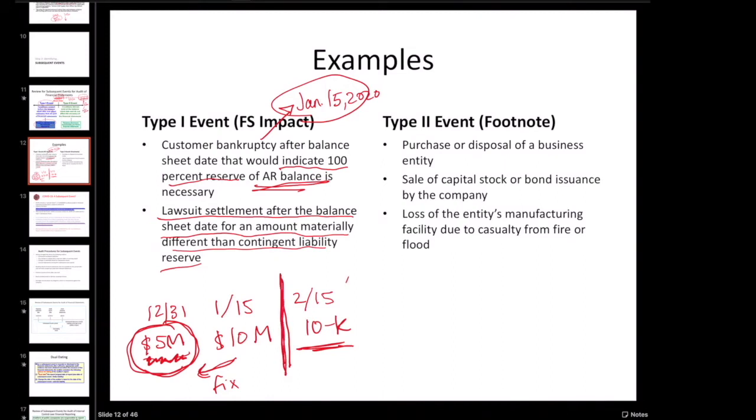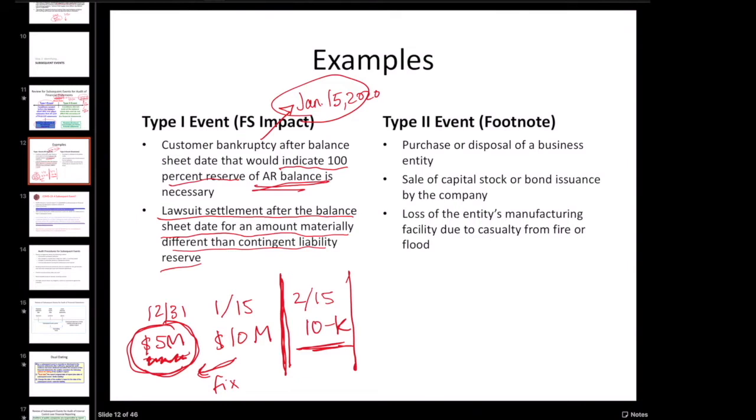Now, again, if I had crossed this threshold, if I don't find out till March that the lawsuit settles for $10 million, then it's totally fine. You would not be going back and restating these financial statements.